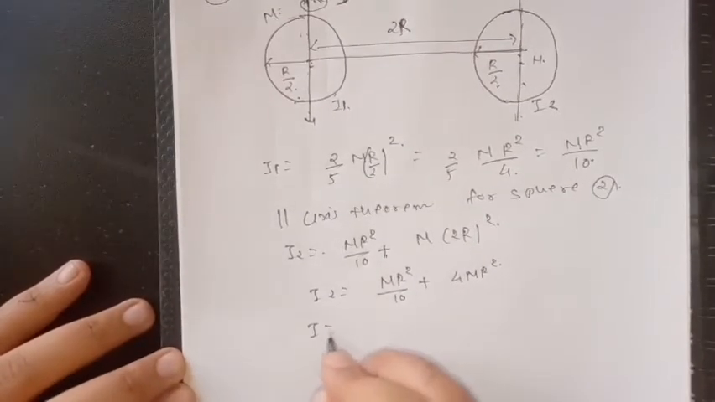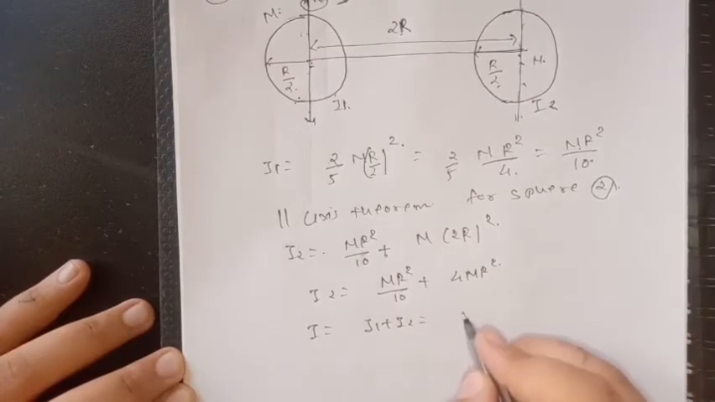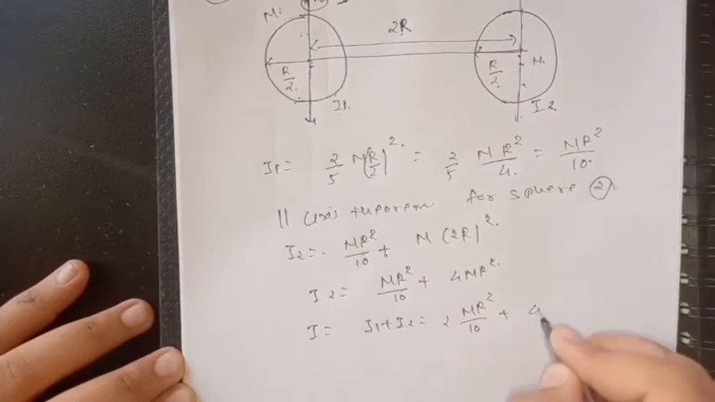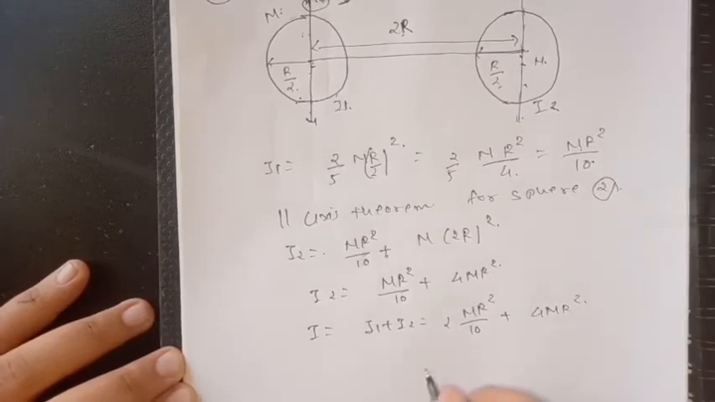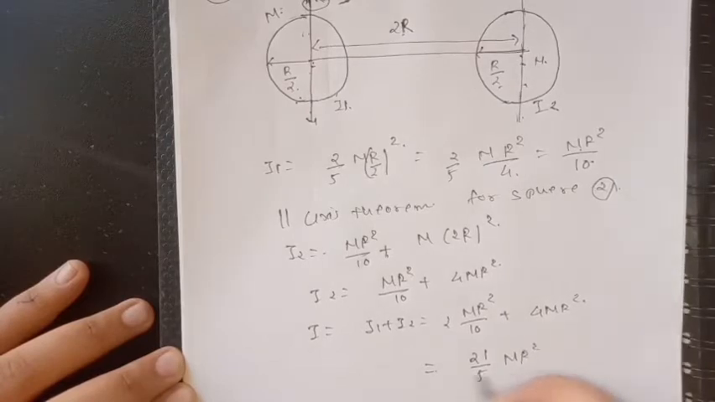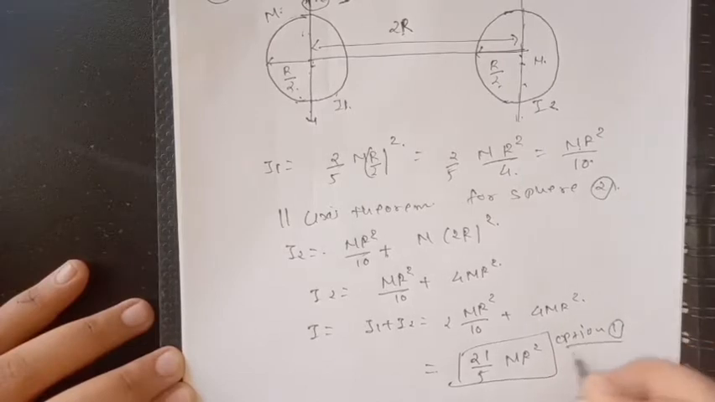The total moment of inertia of the system will be I1 plus I2. Put the values, mr square by 10 two times plus 4 mr square. So the answer will be 21 by 5 mr square. So option 1 is the correct option.